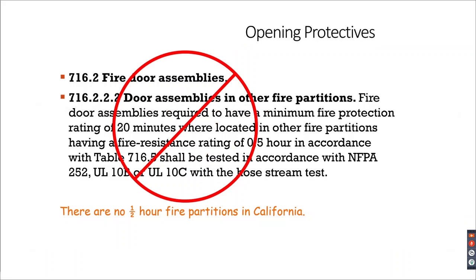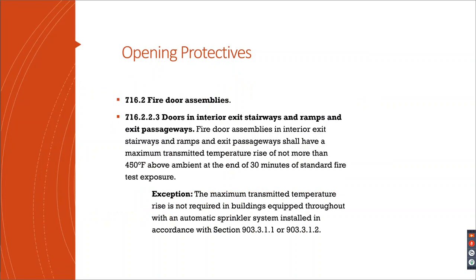716.2.2, don't even worry about it. We don't have half-hour fire partitions in California. We only have an hour, or not only, but we have an hour. Then you get into 716.2.2.3, which is about the doors that are in interior exit stairways and interior exit ramps and exit passageways. Again, make sure you look at the section that goes with what you're looking at. Is your door in the corridor? Is it in the smoke barrier? Is it in the stair? Is it in the ramp?